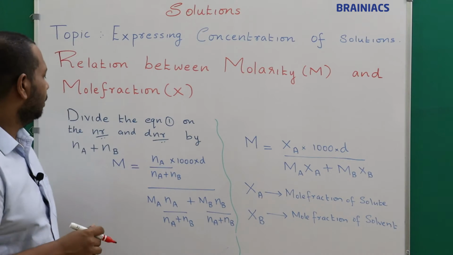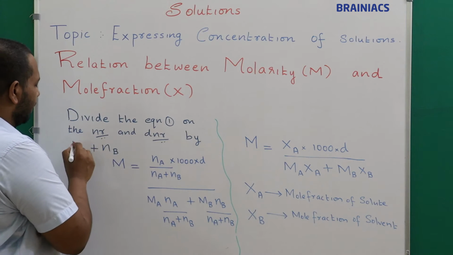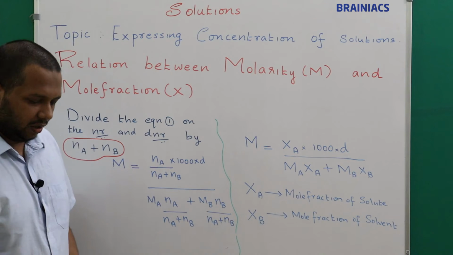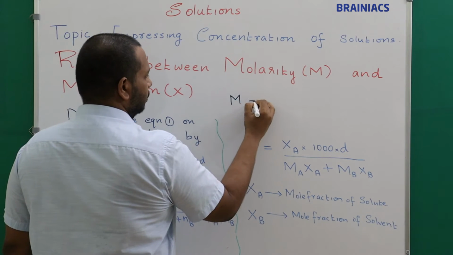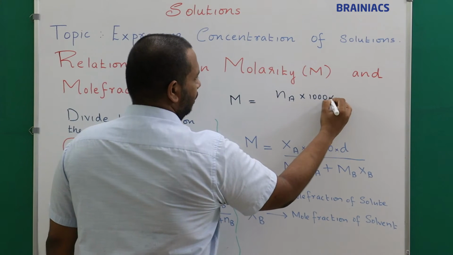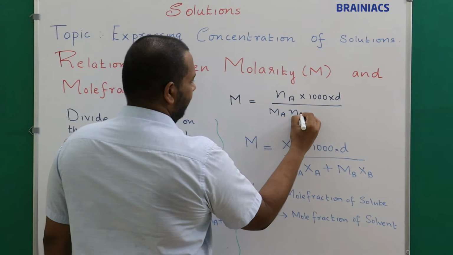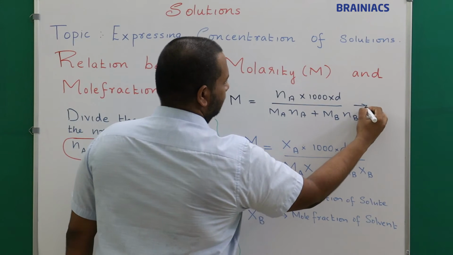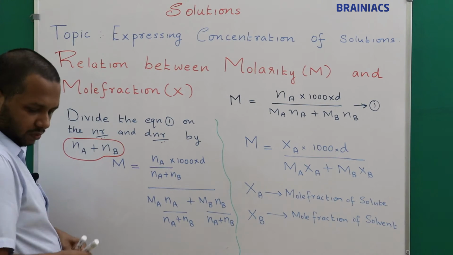So what we need to do is divide equation 1, on the numerator and denominator, by NA plus NB. I have erased the equation, so I will rewrite it. Equation 1 was M is equal to NA into 1000 into D by MANA plus MBNB. Okay, this was equation 1.